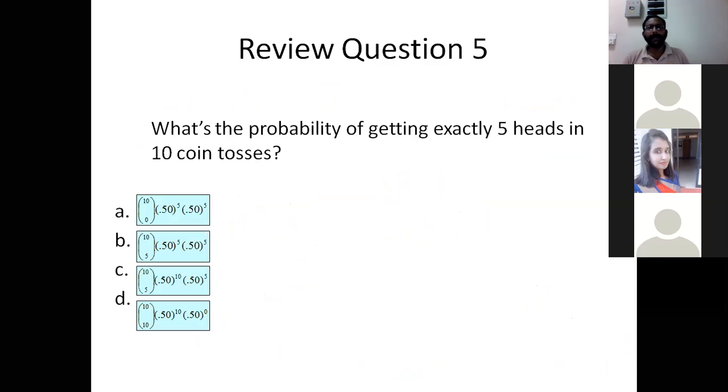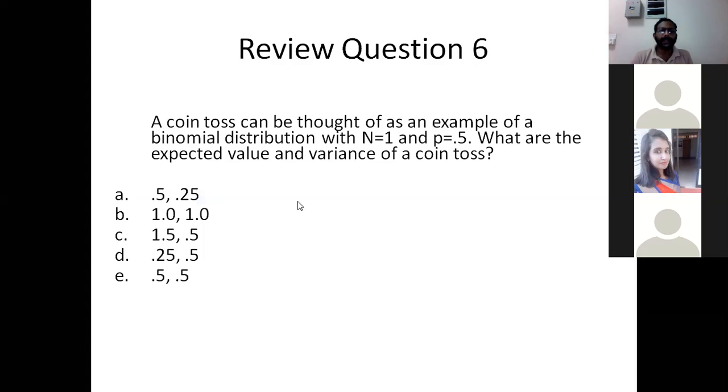Yes, this is coming back to the revision question. What is the probability of getting exactly 5 heads in 10 coin tosses? So this is the probability: 0.5 to the power 5, times 1 minus 0.5 to the power 10 minus 5. So it's the same thing. So this is the factor. If you solve that, that is the answer.